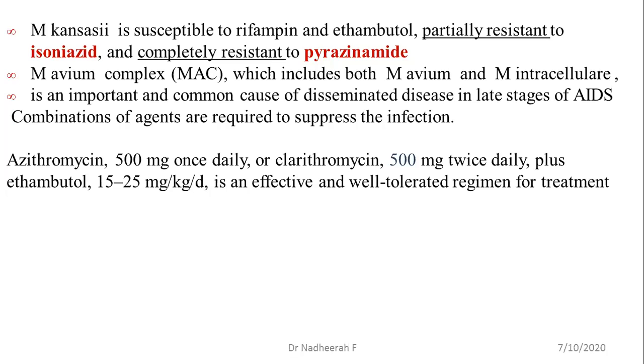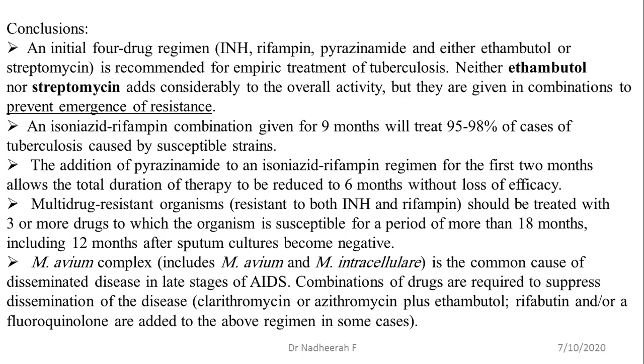Mycobacterium avium complex, which includes both Mycobacterium avium and Mycobacterium intracellulare, is an important and common cause of disseminated disease in late stage of AIDS. Combinations of agents are required to suppress the infection. Azithromycin or clarithromycin plus ethambutol is an effective and well tolerated regimen for treatment of atypical mycobacterial infection.